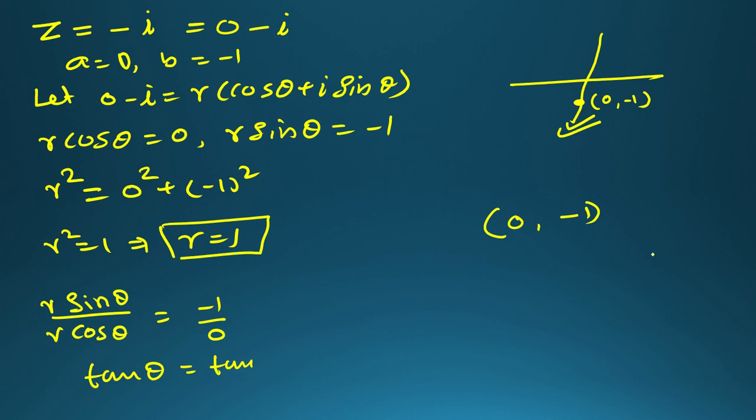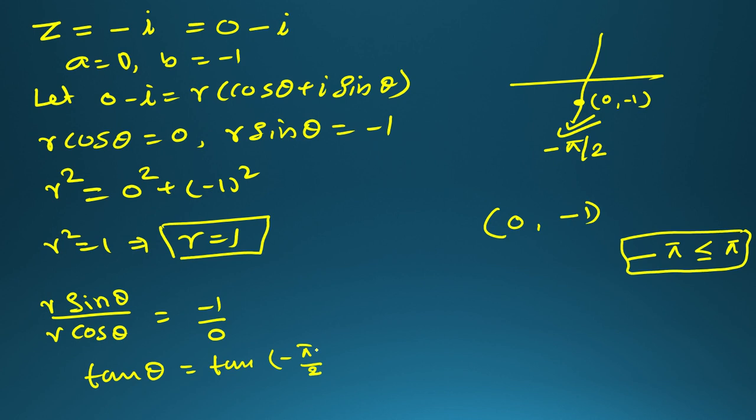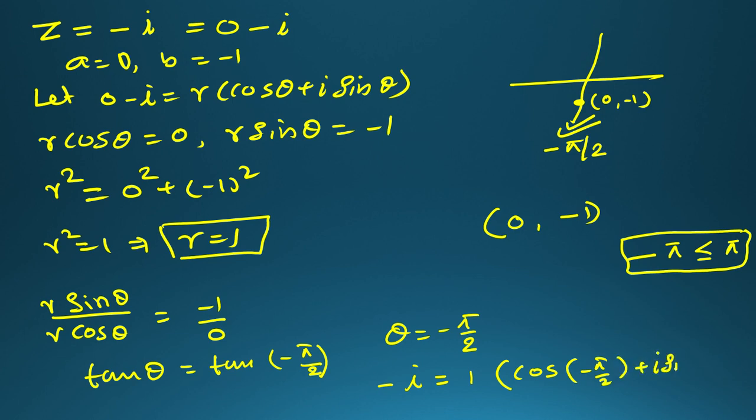I told you in another video that the principal value of the argument lies from minus pi to plus pi, in this range. So what will be the final answer here? If you see, this angle is minus pi by 2. So theta will become minus pi by 2, and the final answer will be minus i is equal to r, means 1 times (cos of minus pi by 2 plus i times sin of minus pi by 2).